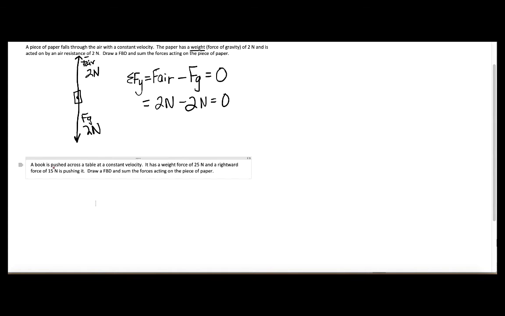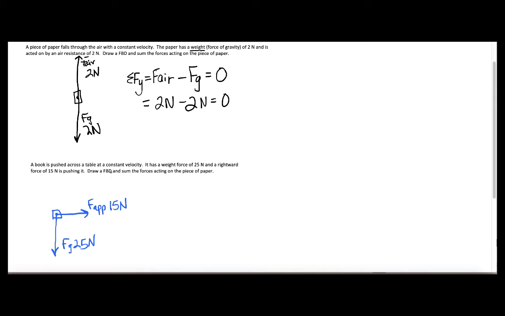So in this situation, we have a book being pushed across a table at a constant velocity. Now again, just like with our piece of paper, if it has a constant velocity, that means all of its forces have to be balanced, which means that the forces in the x direction have to sum up to 0, and the forces in the y direction also have to sum to 0. So the book is being pushed across the table with a constant velocity. It has a weight force of 25 newtons, and it has a rightward force of 15 newtons. So F applied is 15 newtons.